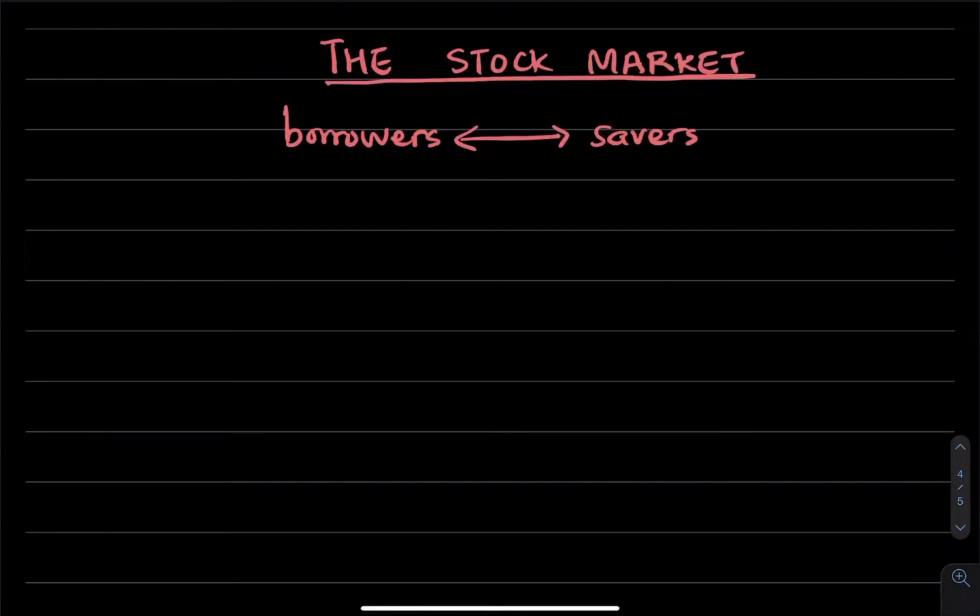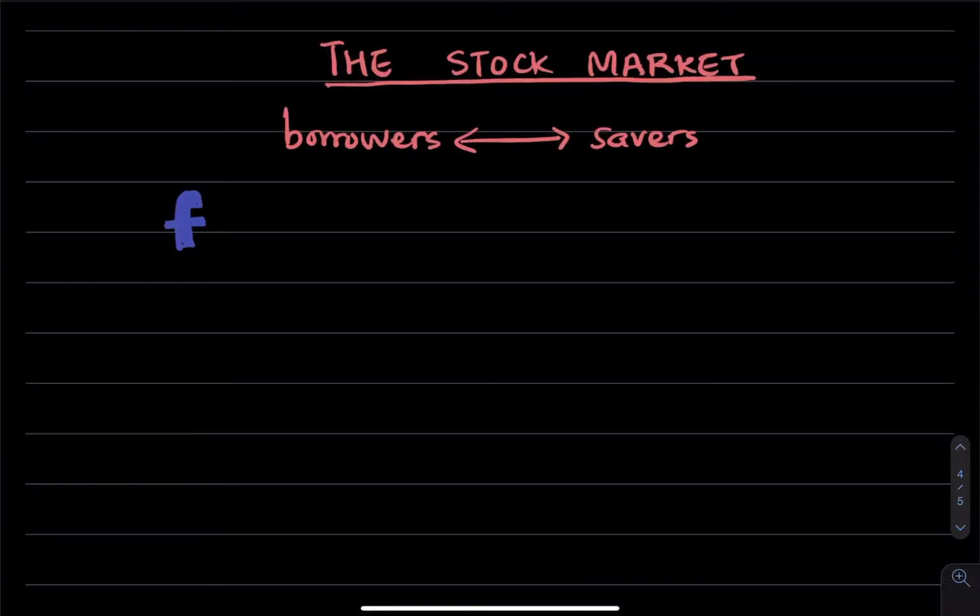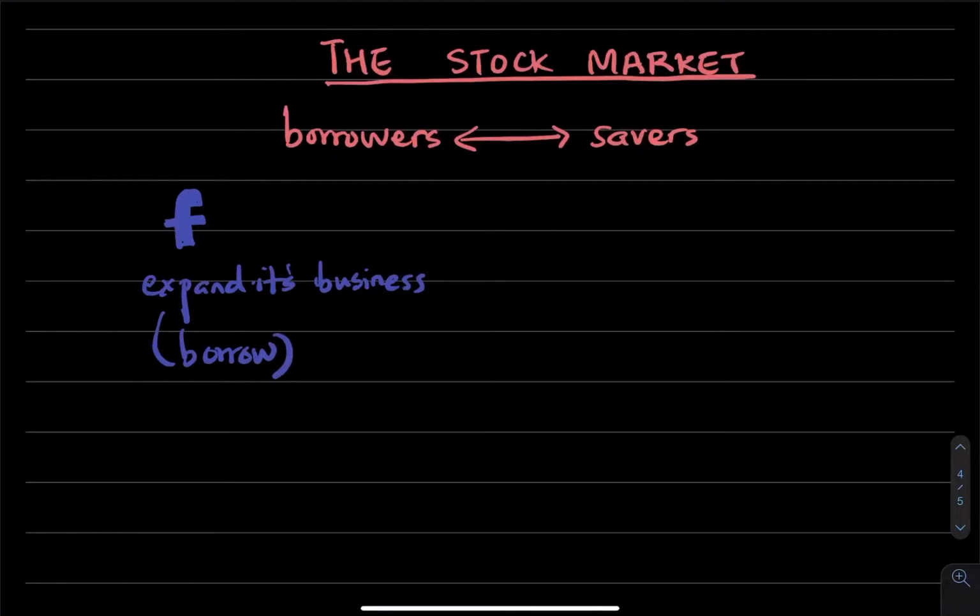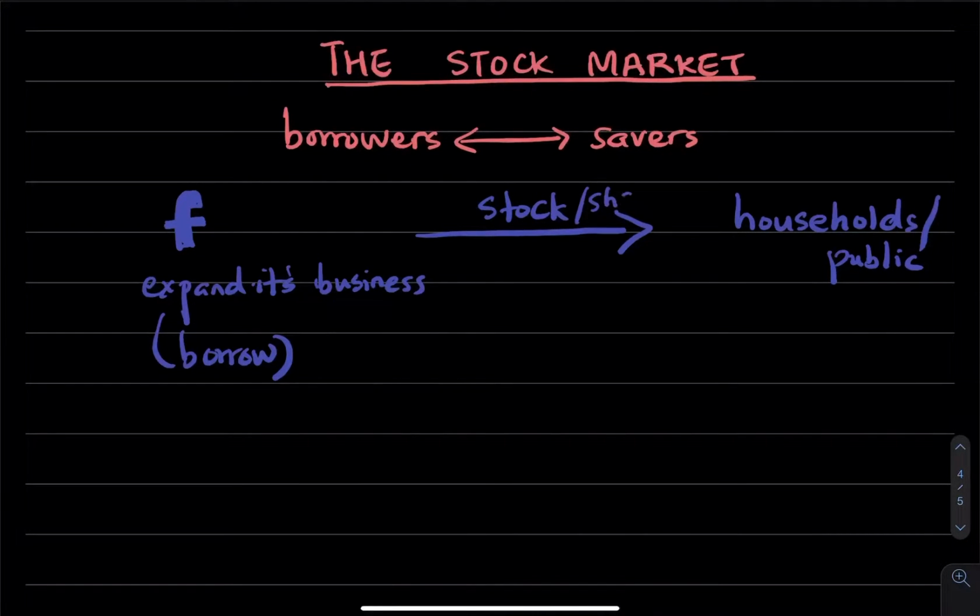Okay, so let's think about Facebook for a second. Let's say Facebook wants to expand its business. It could draw down on its savings or prior profits to expand the business, or it could borrow by issuing stock to households or the public. So it can issue stock or shares to the public in return for money.